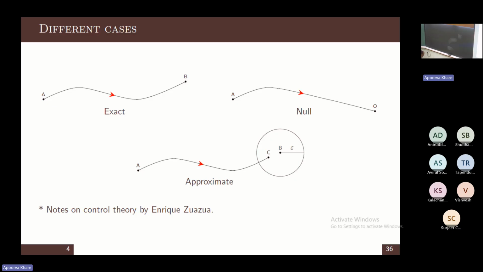In case anyone is interested in learning more about the basics of control theory, then you can just do an online search for this.